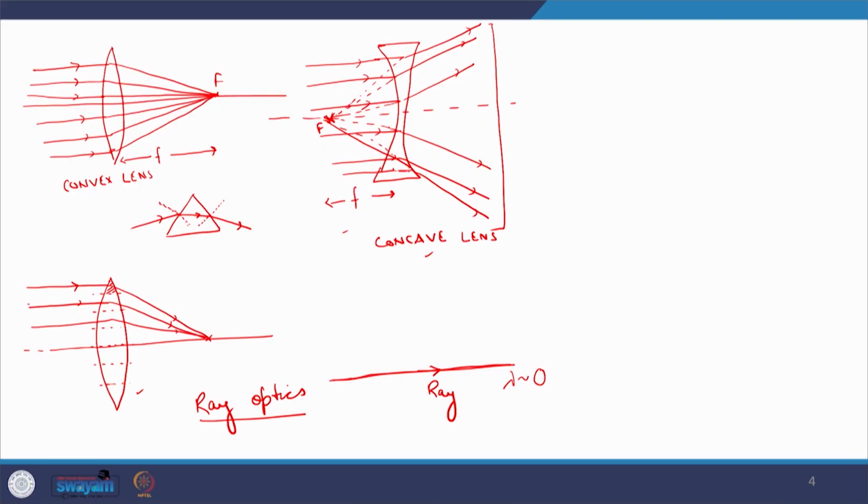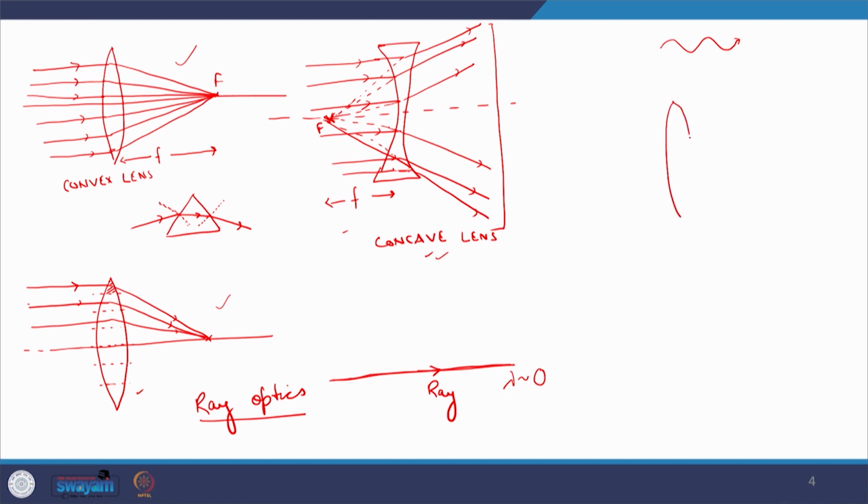In wave optics, what people do is that instead of drawing this straight line, they consider waves for representing this light. Okay. And these waves, they oscillate with certain frequency and they propagate in certain direction. Okay. Now, how to explain this convergence and divergence in convex and concave lens using wave theory? Yeah, here is the explanation.